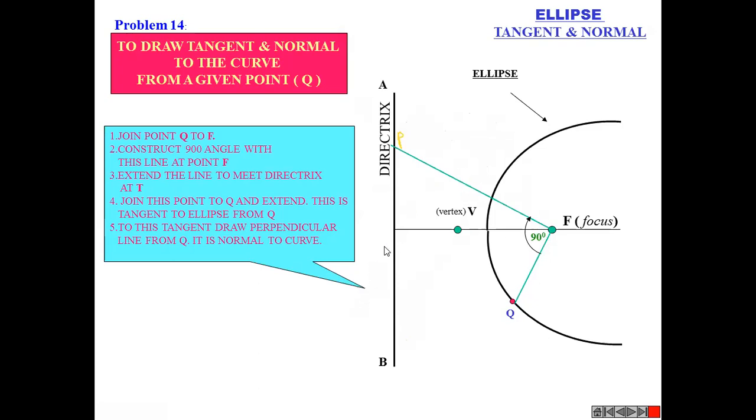Now from point P, draw a line joining point Q like this. So it will automatically be the tangent to the ellipse. Are you getting me? Yes, sir. The line perpendicular to this tangent will be the normal. So we have got the blue normal and the red tangent. Only 3 steps. That's it. But in this you require the directrix.